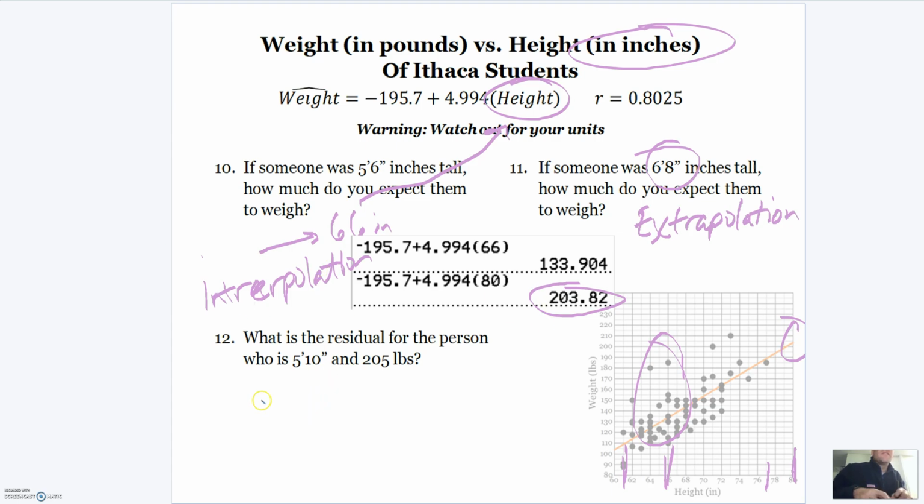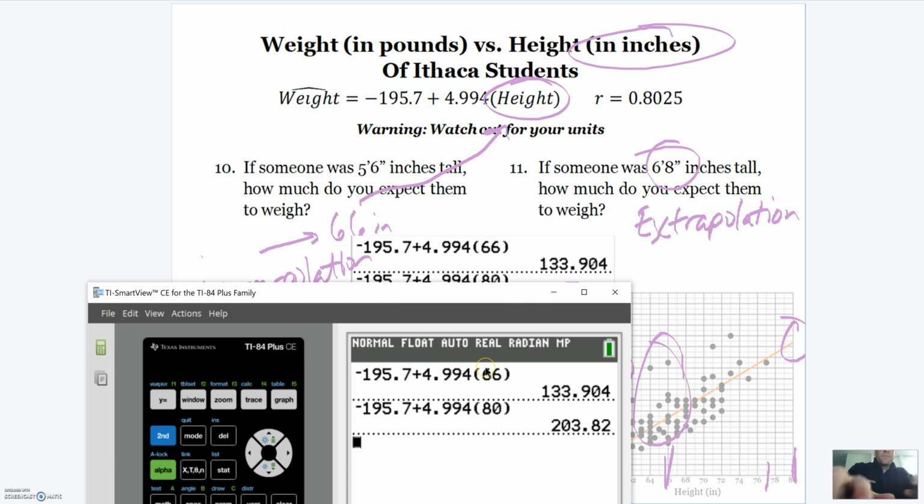So remember the residual e is equal to the actual y value minus the predicted y value. So the residual is going to be 205 minus whatever we get when we plug in the height of a 5'10" person, which is 70 inches tall. Sorry, decimal points in the wrong place. It's all good. See? Now it's good. So notice I'm doing it right in our model here. So 205 minus whatever the calculator spits out.